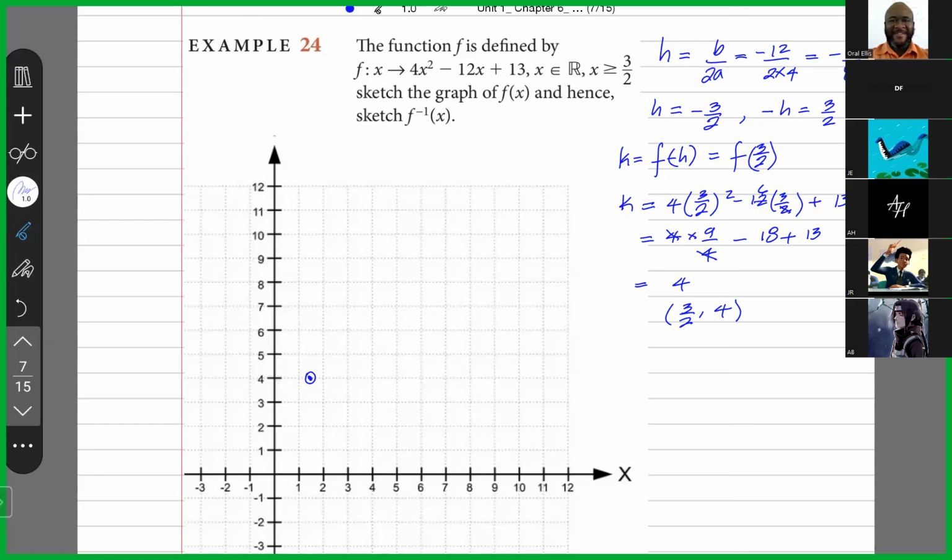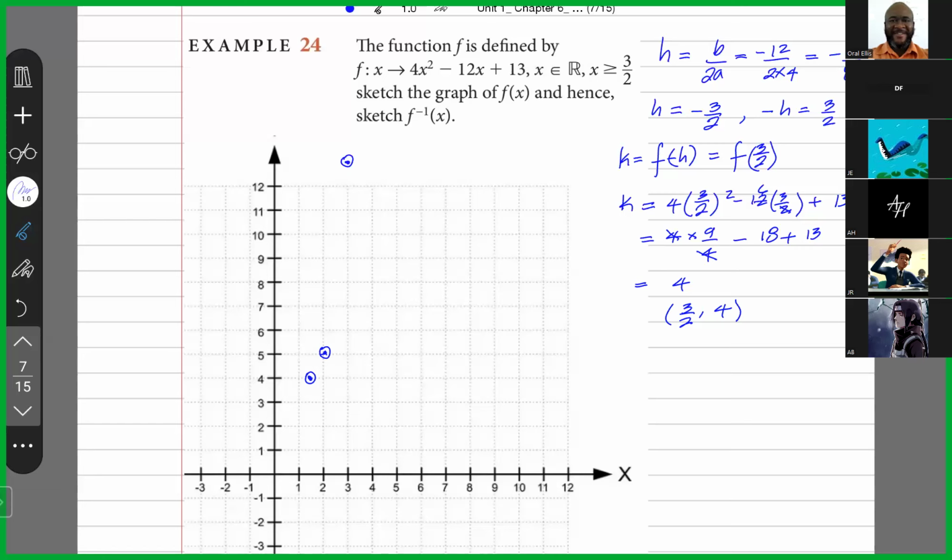That's that point there, minus h, k. We can put in values. I've done this before, so I know what the answer is. When x is 2, y is going to come out to be equal to 5. And when x is 3, y is going to come out to be equal to 13. That would put me about there.